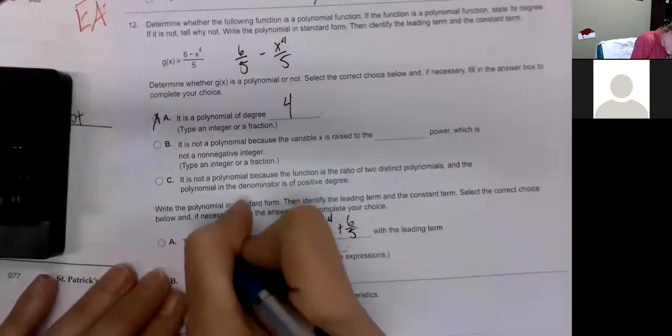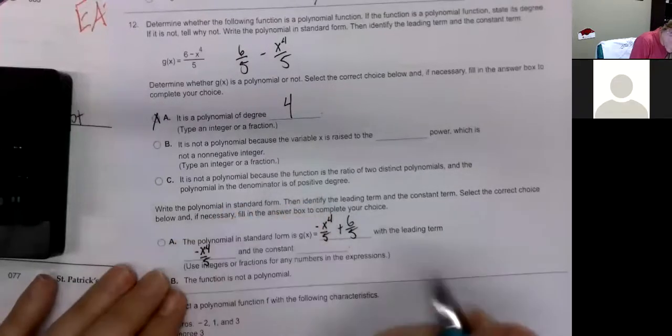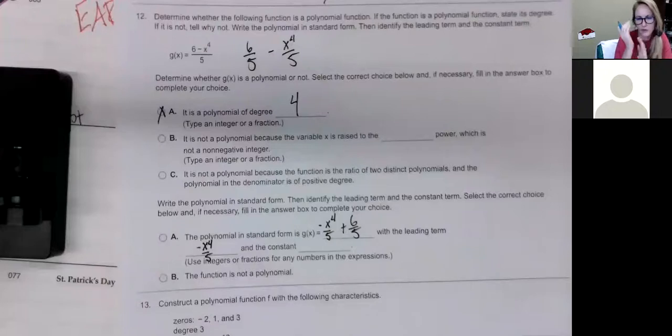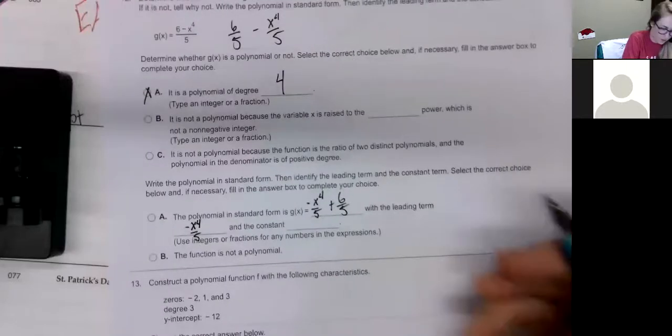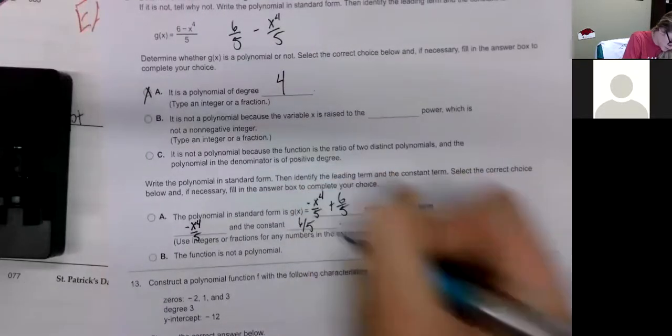So with the leading term, our leading term is the first one, so negative x to the 4th over 5. Be sure you put the exponent with that 4 and then put it all over 5. And then the constant is a number that has no variables, so our constant would be 6 fifths.